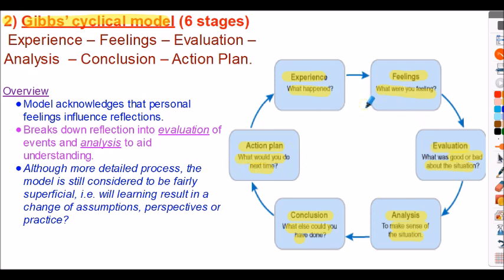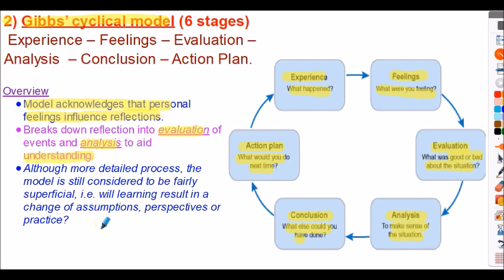So a more advanced model than the first model I showed you brings in feelings, which I think again is a relevant issue when you're reflecting, you're personalizing and bringing your own perspectives, your own belief system, if you like, in on this. So it can affect the way you reflect and what you choose to reflect on, possibly. You may be subconsciously filtering out certain things. So I think having the feeling section there is probably quite a useful exercise. So it's an overview of the model. The model does acknowledge that personal feelings influence the reflections that you undertake. And the model does break down reflections into the evaluation analysis stage to try and aid understanding.